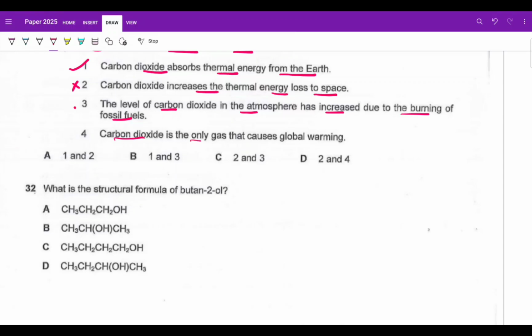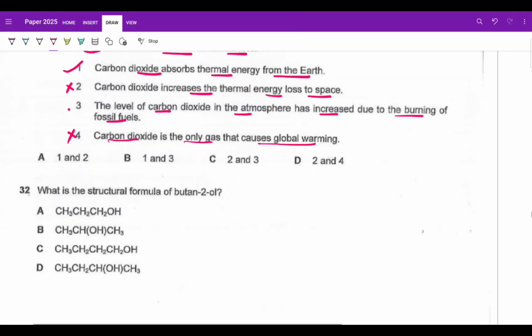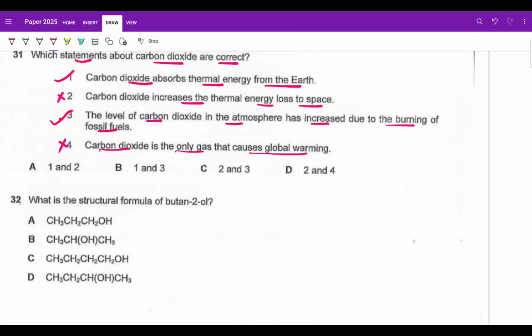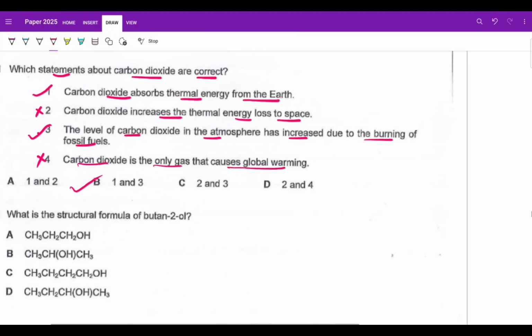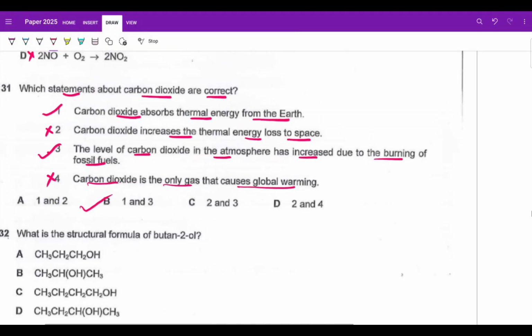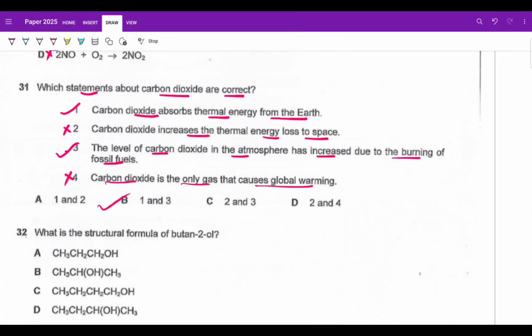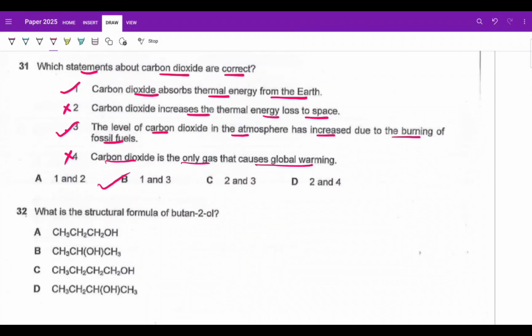Carbon dioxide is the only gas that can cause global warming. No, there are many other gases which can cause global warming. The correct options could be 1 and 3. Therefore, the answer is B, options 1 and 3. The level of carbon dioxide in the atmosphere has increased due to burning of fossil fuels. Question 31, answer is B.